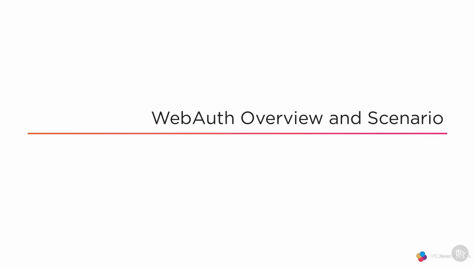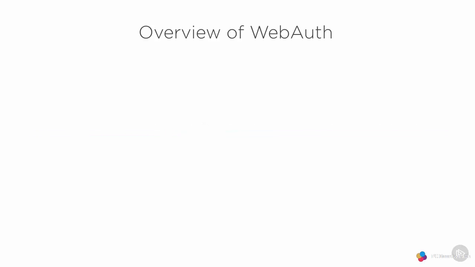So in this section here, we're going to look at WebAuth, and we're going to offer you a scenario, the common WebAuth scenario. We'll also take a look at some of the types of WebAuth that we might see in different network environments. So first of all, web authentication is a means of providing AAA, now that stands for authentication, authorization, and accounting, via a web portal.